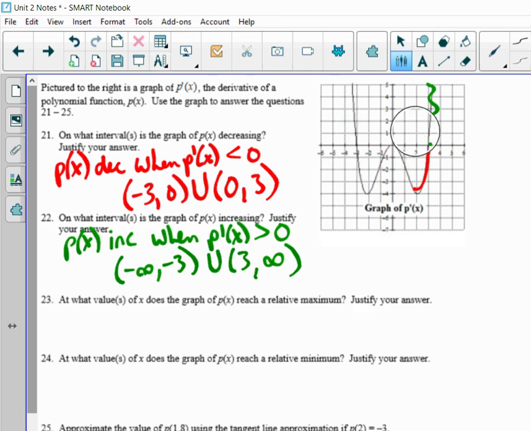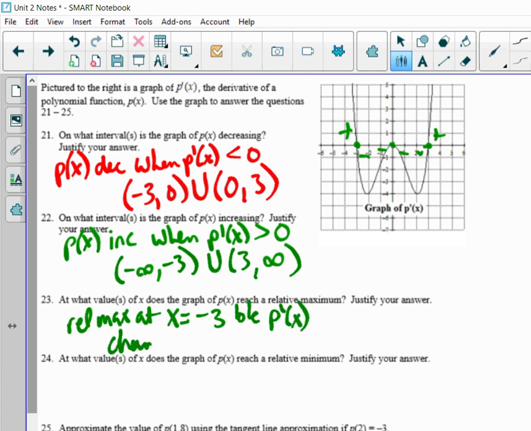Look at the next question. It says, at what values of x does the graph of p of x reach a relative maximum? Justify your answer. Well, relative maximum occurs when the function changes from positive to negative, when the derivative changes from positive to negative, right? So think about, look at our zeros. Look at this 0. To the left of it's positive because it's above the x-axis, and then it changes to negative. But at this one, it's negative on both sides. And at this one, it's negative to the left and positive to the right. So where's the relative max going to be? Relative max at x equals -3 because p prime of x changes from positive to negative.